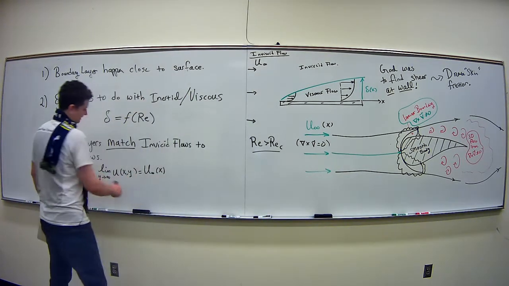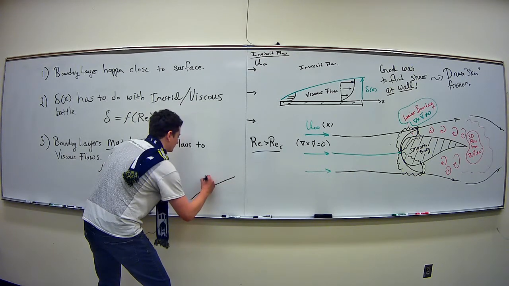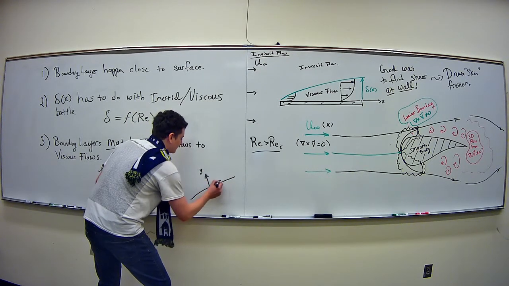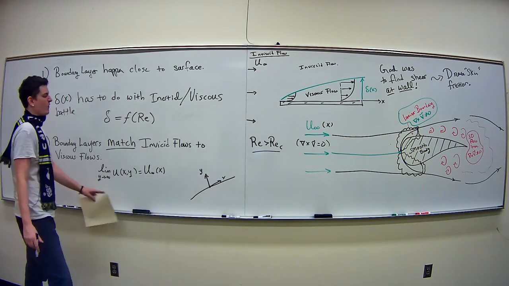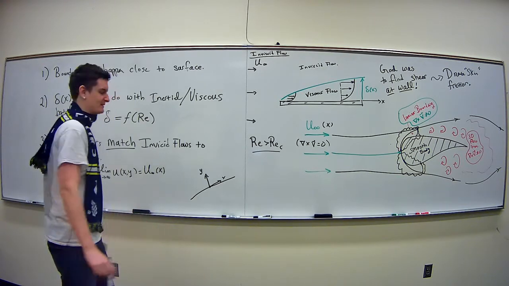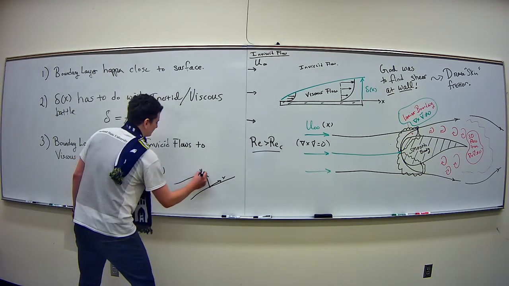Okay, so this y, I need to show you what I'm talking about. I'm saying, if I have normal coordinates where this is the y on some sort of body right here, so I've zoomed in pretty close and this is the x, the idea is that this y gets very, very far away in the sense of a wall coordinate that it matches up with this inviscid flow.